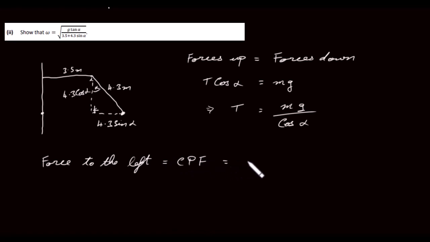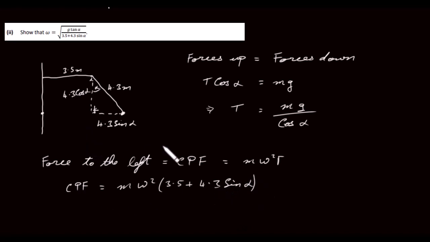And that's just going to be the mass times omega squared times r. So our centripetal force is going to be equal to the mass times omega squared times the radius. Now we've just worked out the radius here. We've decided that it's going to be 3.5 out to here plus another 4.3 sine alpha. So that's where our denominator comes from. So it's going to be 3.5 plus 4.3 sine alpha.